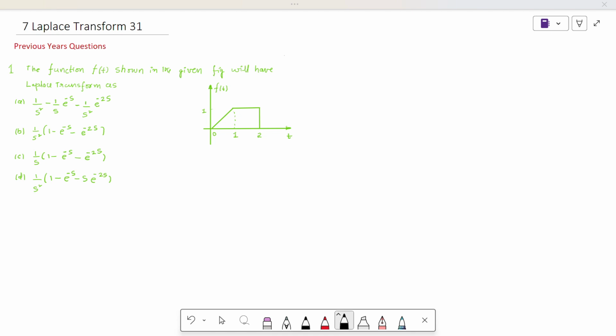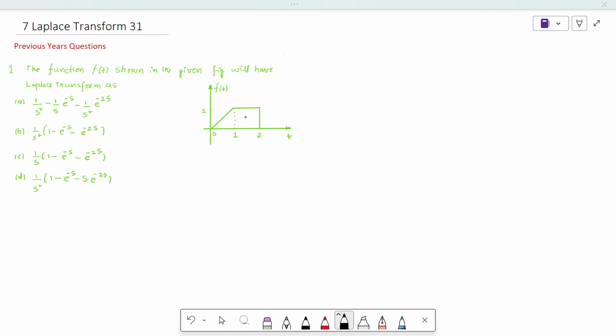So this is the ninth video, part 9. In this class, we are going to discuss some problems. These are collected from the engineering service examination, which is being conducted by the Union Public Service Commission. So the function f of t is given. We have to find the Laplace transform for this given function.